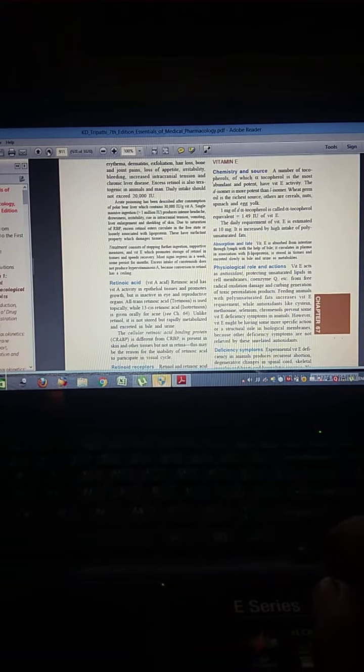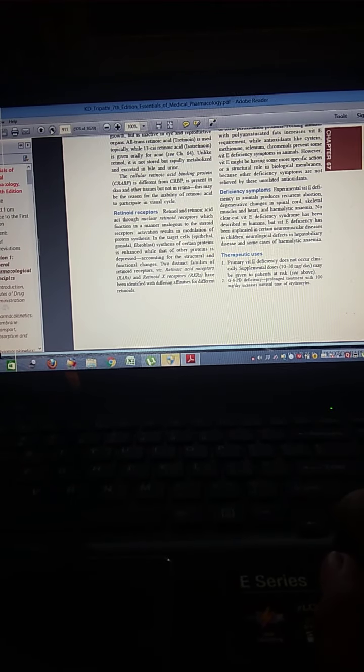Physiological role and action: vitamin E acts as an antioxidant, protecting unsaturated lipids in the cell membrane, and along with coenzyme Q curbs free radical oxidation damage and the generation of toxic peroxidation products.